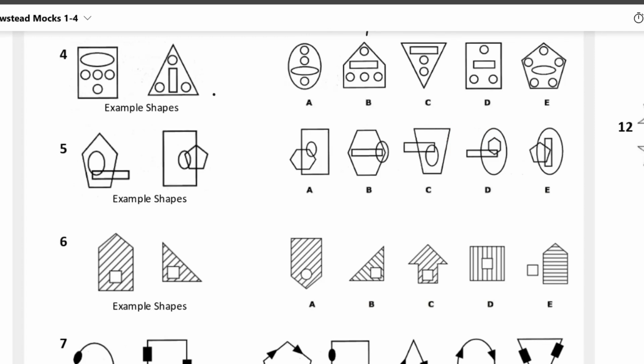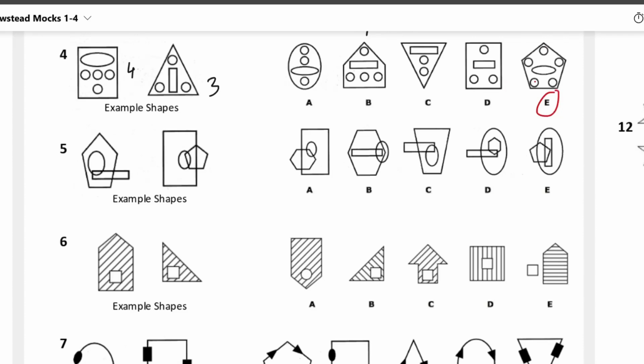Question number 4, the number of circles corresponds to the vertices on the outside. If there's 4 circles, then it will be 4 vertices on the shape. Therefore, the only one that looks like that is E, as we have 5 circles and 5 vertices on the outside shape.